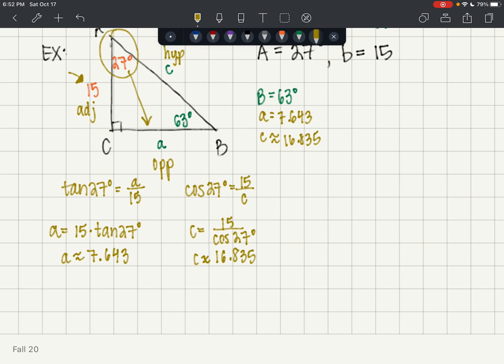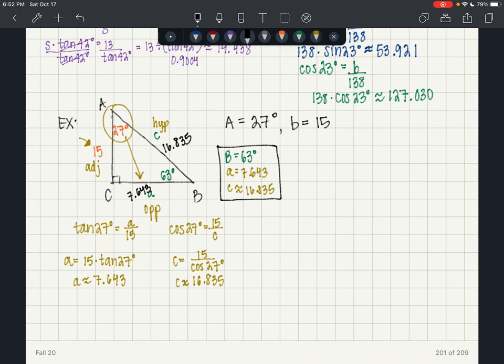Now I feel pretty good about that, and the reason I feel pretty good about that is because the largest side needs to be the hypotenuse, and the largest side is the hypotenuse. So that sounds about right. It looks about right. It sounds about right.